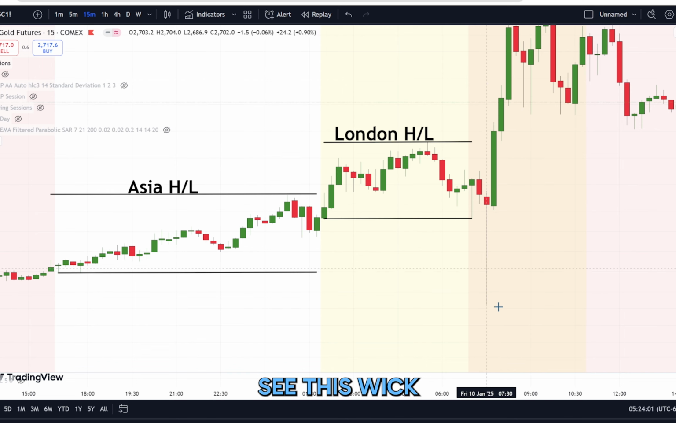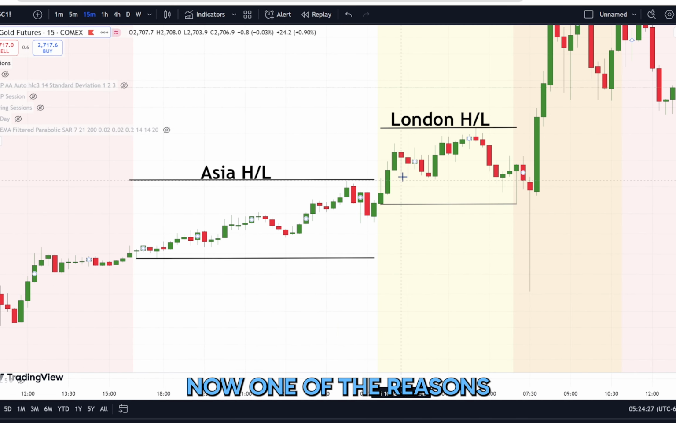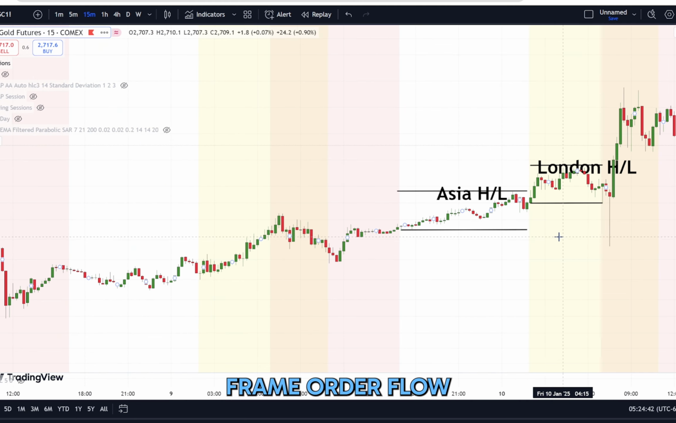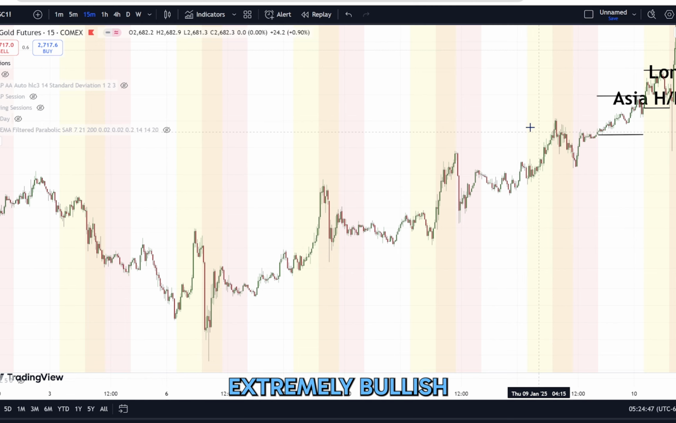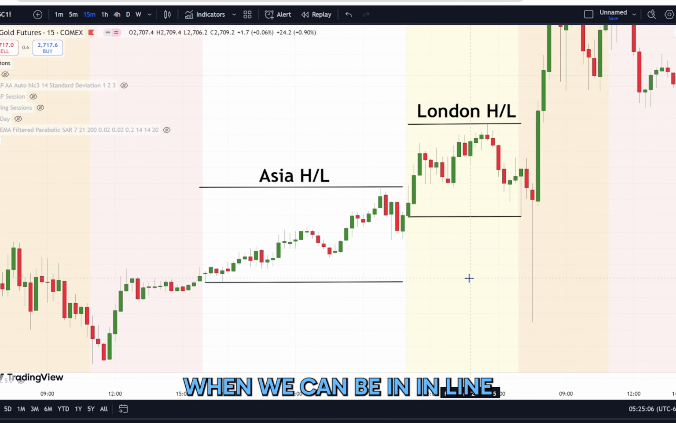See, this wick is very important because price came down to test and it couldn't keep selling anymore. We came back up and we started buying for basically the rest of the day. Now one of the reasons why during London, once we took out Asia, we just didn't start falling is because of our higher time frame order flow. Gold in general has been extremely bullish. So why sell after this liquidity sweep when we can be in line with the higher time frame?